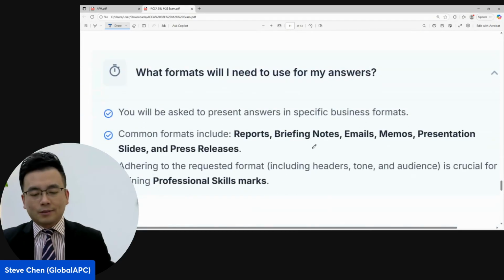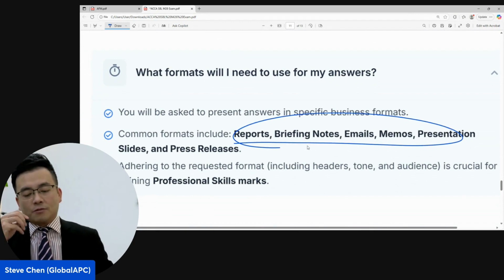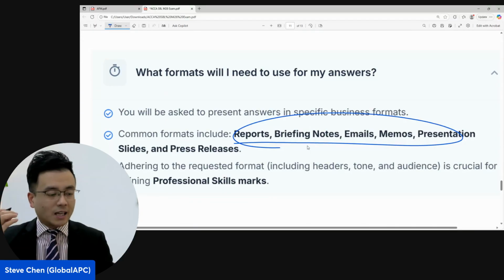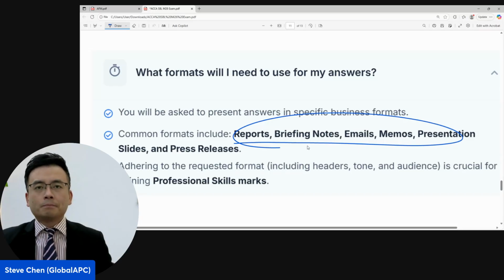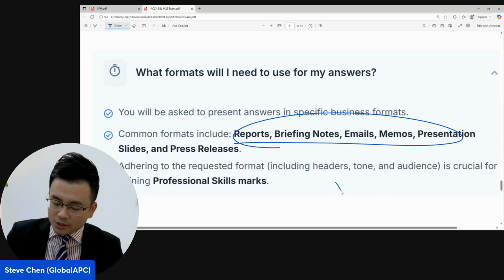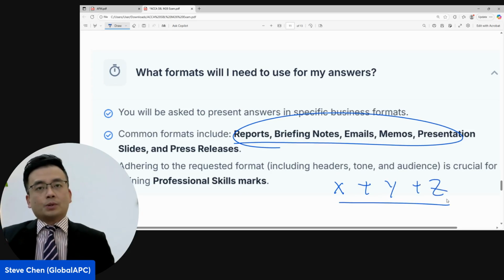What format will I need to use for my answer? Firstly, make sure that you understand if you're asked for reports, briefing notes, emails, and so on. Put the headings in the middle, then put in an introduction paragraph, and then a conclusion paragraph. But more importantly is the main body of your answer using the X, Y, Z structure. That's very, very important.